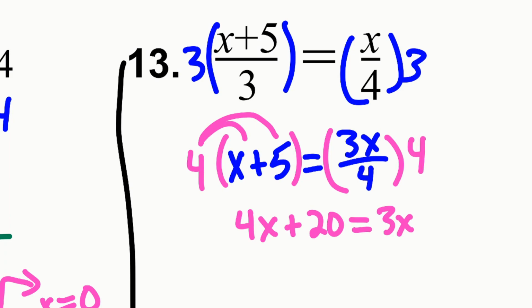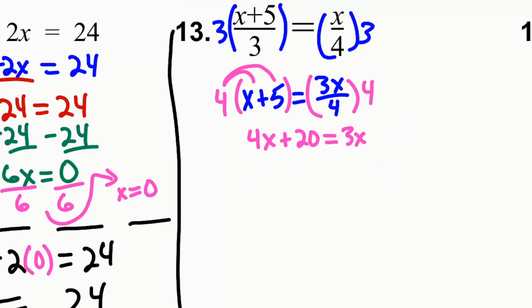Now I'm going to, there's really a couple options here. I could subtract 20 from both sides. Well, first I'm going to subtract the 3x. I could have subtracted the 20. I could have subtracted the 4x. All of those are good moves. But here I get x plus 20 is equal to 0.